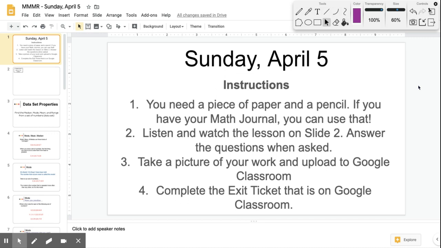Hello students, for today's math lesson, you will need a piece of paper and a pencil. If you have your math journal, you can use that. On slide 2, I need you to listen and watch the lesson, and whenever you are asked questions, you are to answer the questions on your piece of paper. When the lesson is over, you will take a picture of your work and upload it to Google Classroom. You will then also complete the exit ticket that is on Google Classroom.